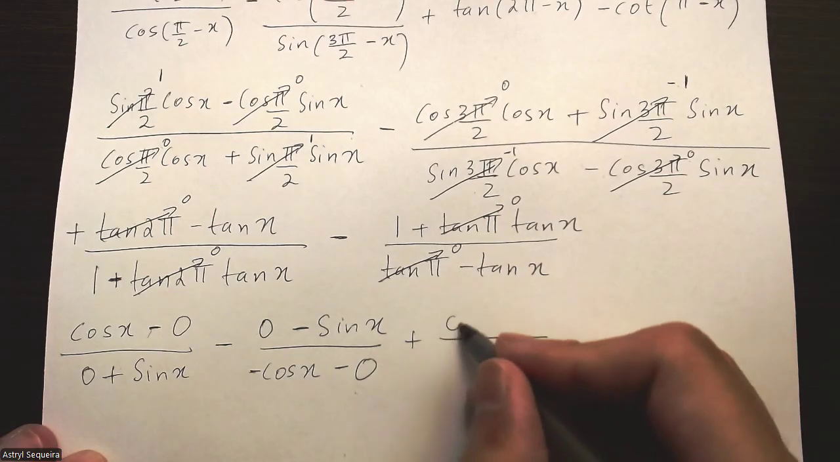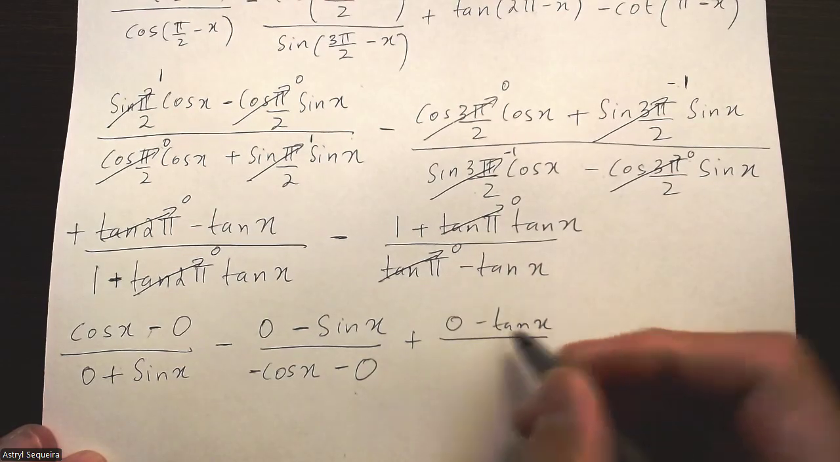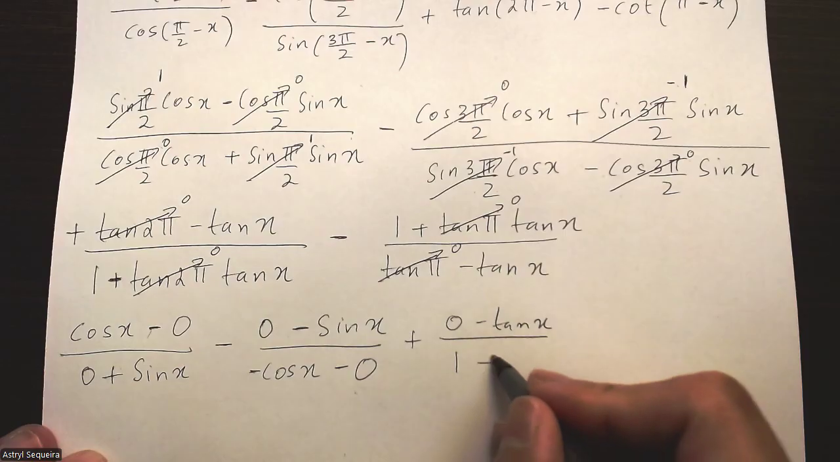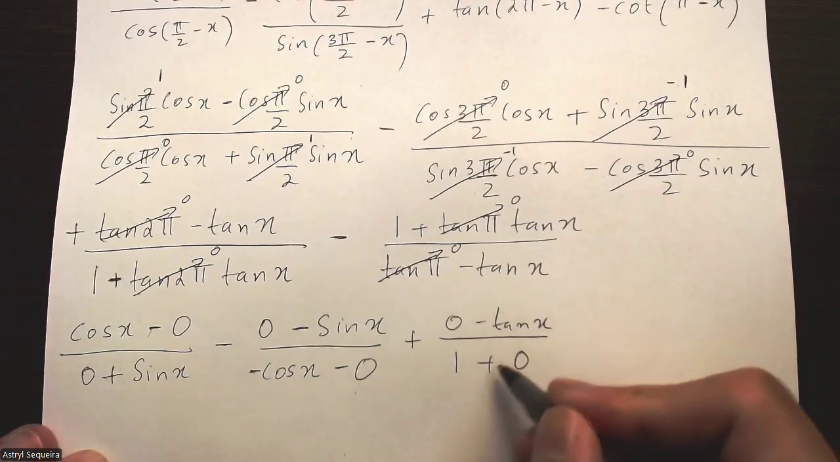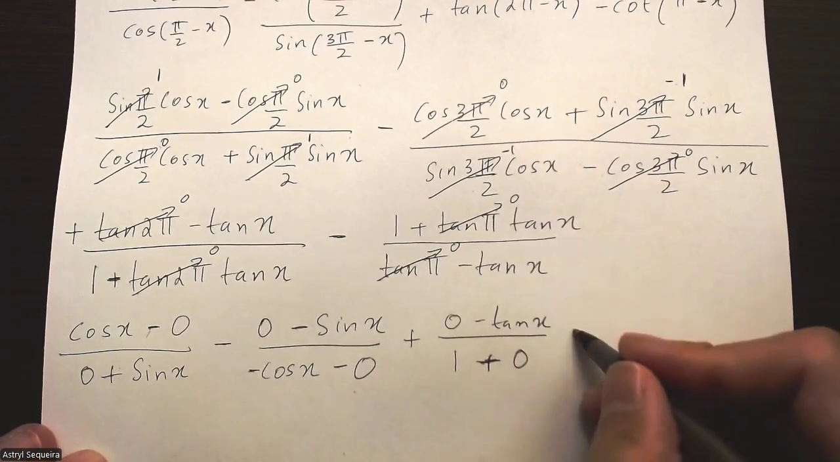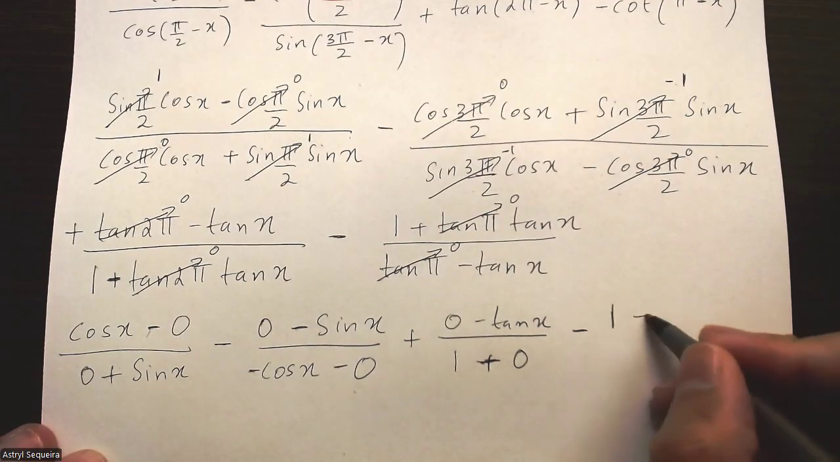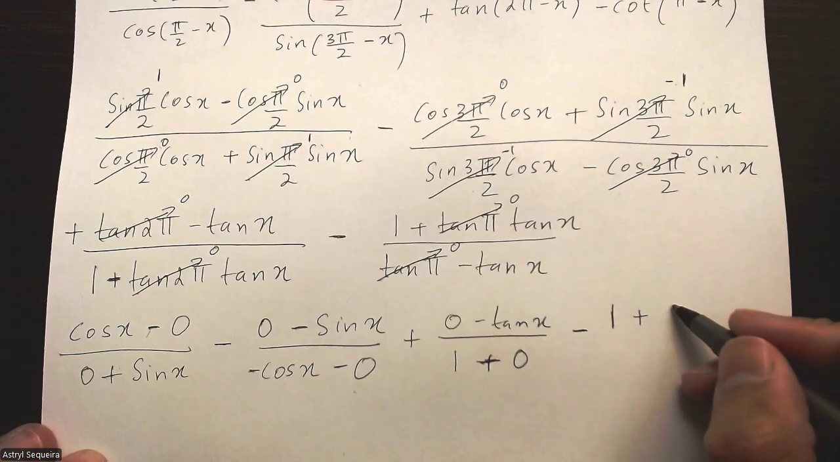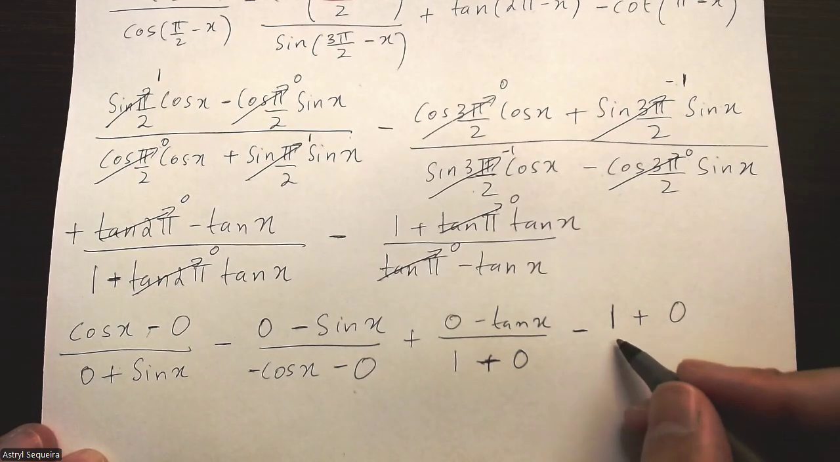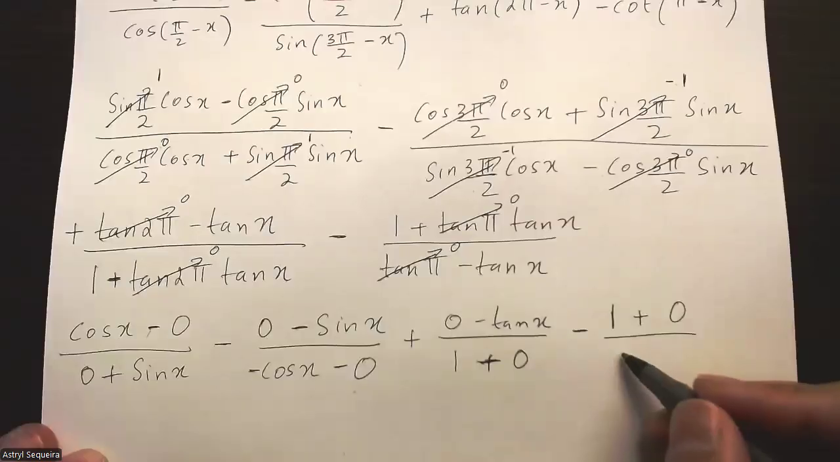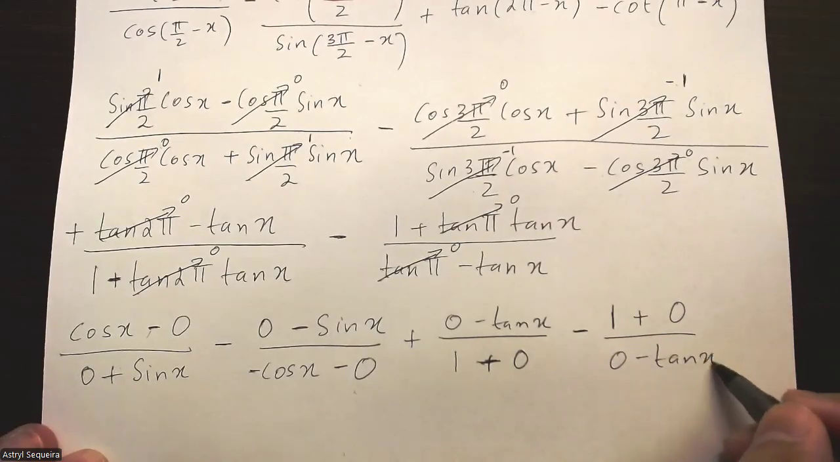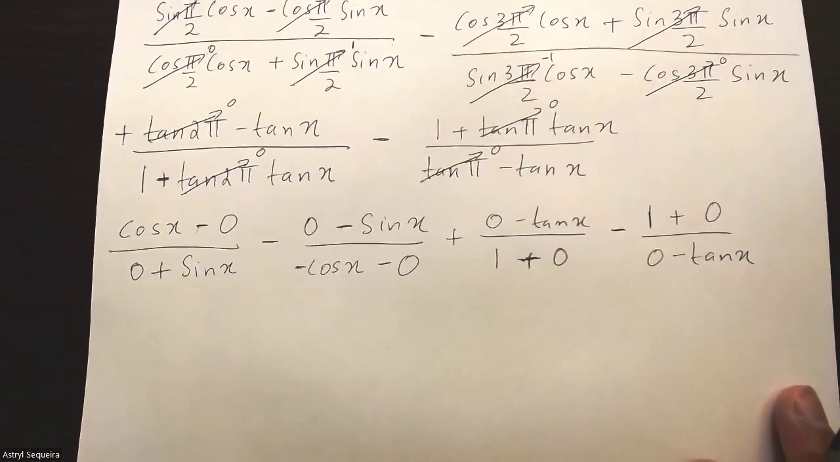I just have 0 minus tan x. And then 1 plus 0 times tan is 0. Then let's do the last one over here. 1 plus 0 times tan is 0. And on the bottom, I have 0 minus tan x. So now let's simplify all of these fractions.